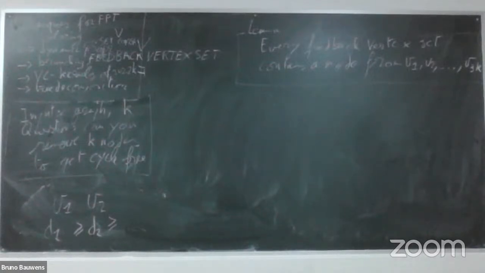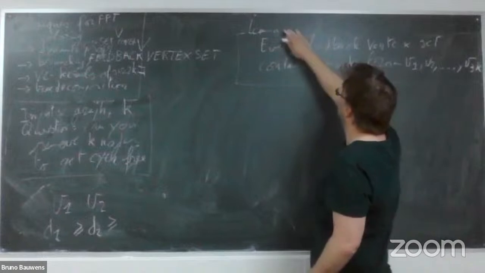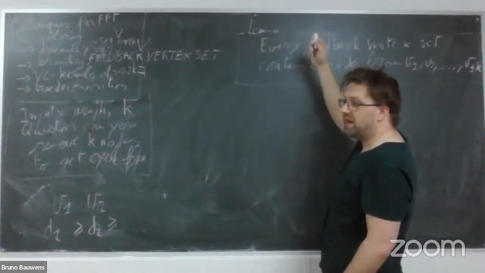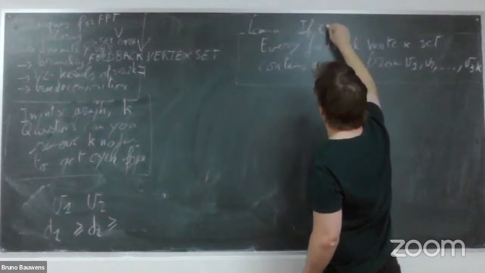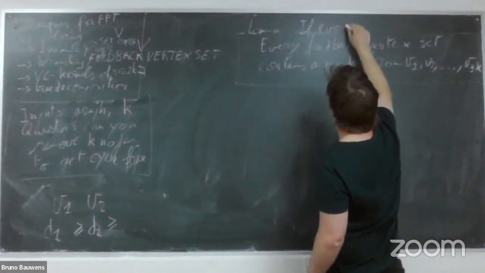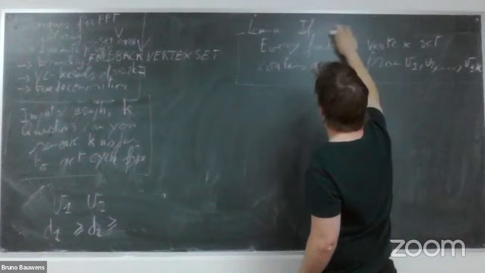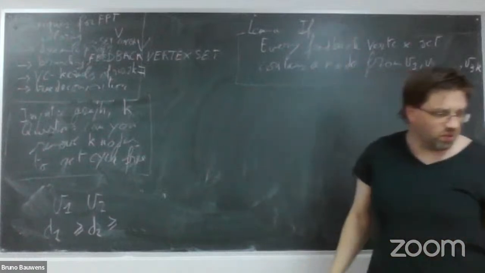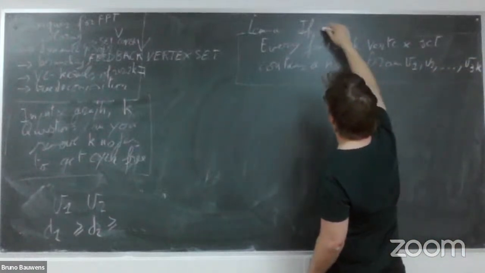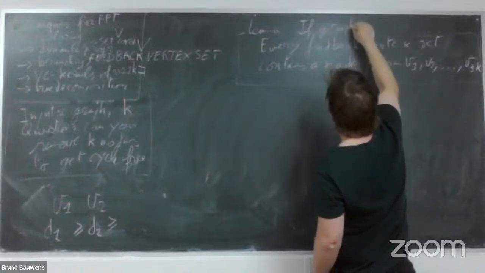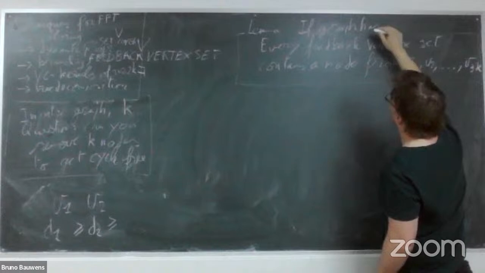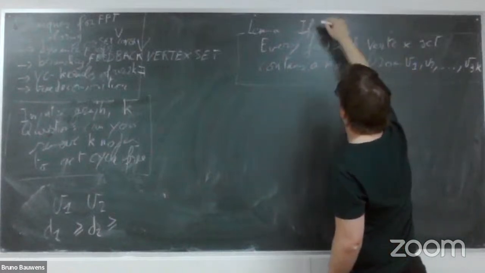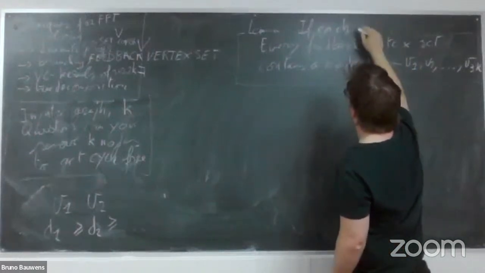Wait, it's not true. If all degrees of the graph are at least 3, if the graph is connected, I'm not sure. Okay, anyway, if each node in the graph has degree at least 3.